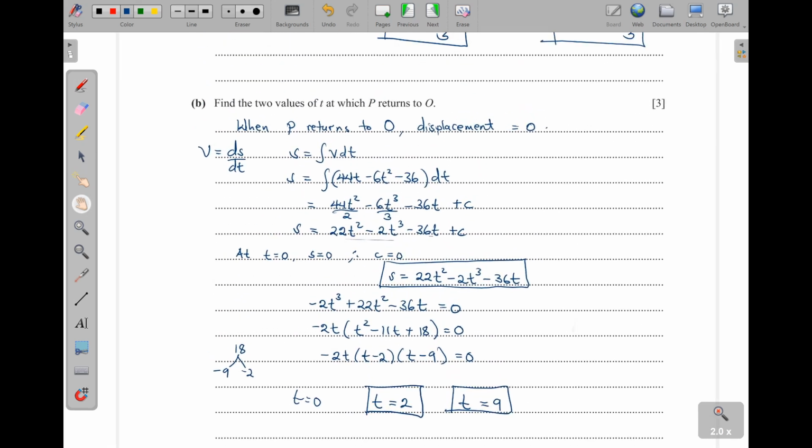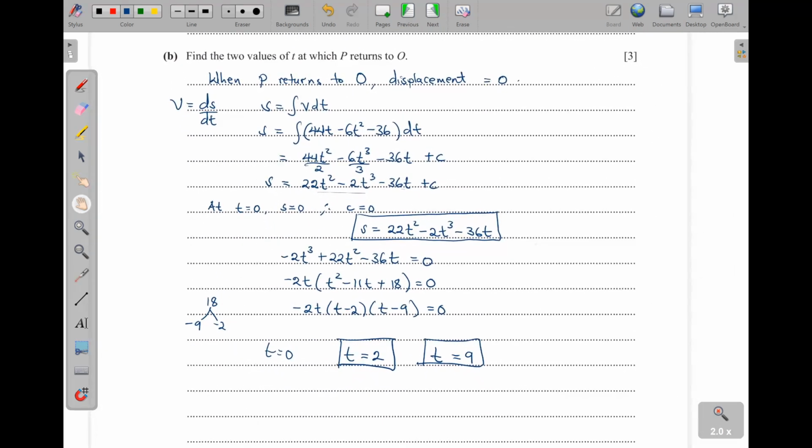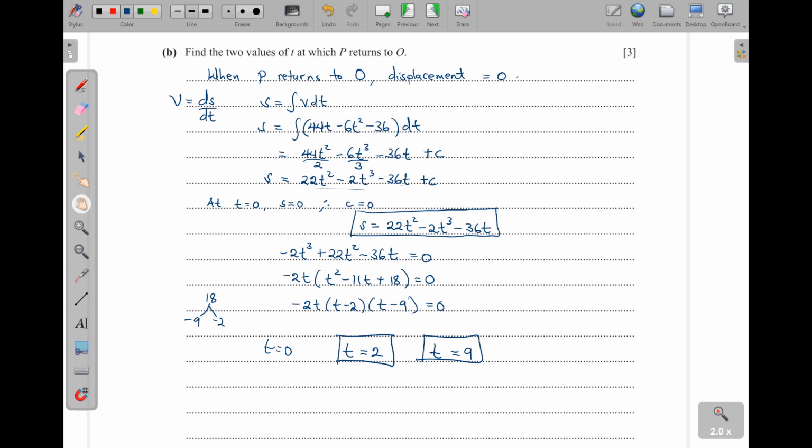They told us here to find the two values of t at which P returns to 0. Already at t equals 0, it is at that point. So after 2 seconds, it is coming back. Probably it was like this. This was the point O. So it moved, then after 2 seconds, it is back here.